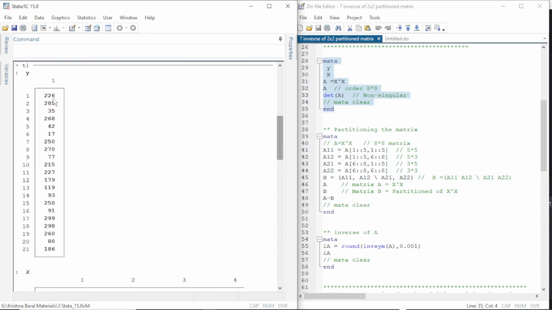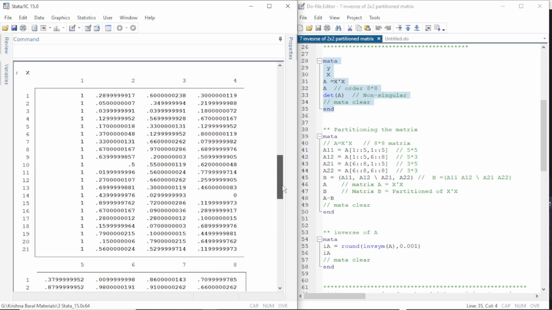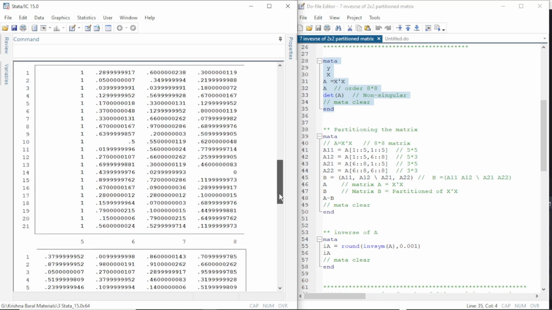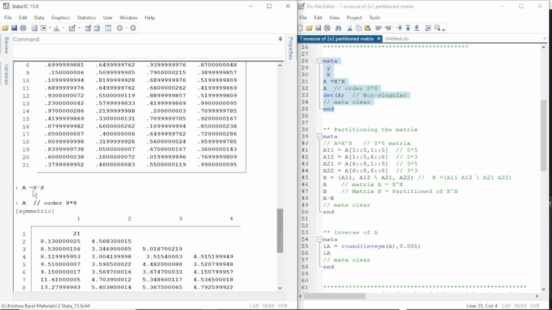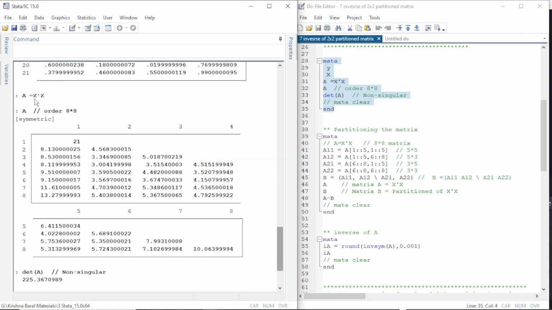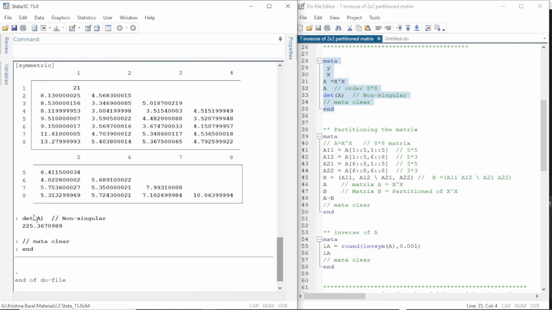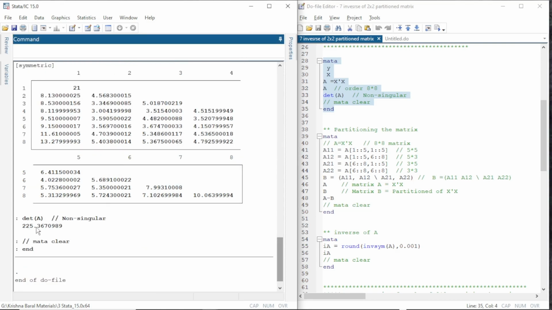So 21 observations, this is our dependent variable y, and the matrix X consists of the constant term as well as 7 independent variables. So in total it has 8 columns. Then A is equal to X transpose X, and it is symmetric. X transpose X is of order 8 by 8, and it is symmetric. And as the determinant is not equal to 0, this matrix A, that is X transpose X, is non-singular, and we can calculate its inverse.